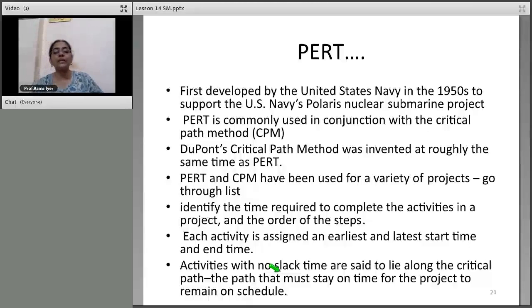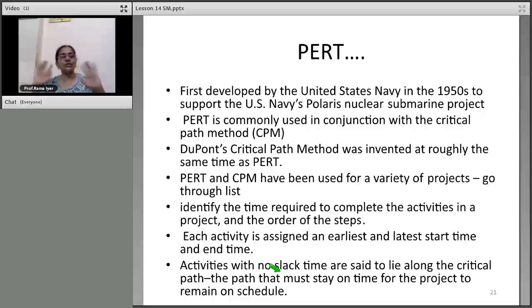So DuPont's critical path method was invented roughly the same time as PERT. Today, PERT and CPM are used in a variety of places, including, there's a big list given, construction of a new plant, NASA space projects, right? Even movie productions, building a ship.